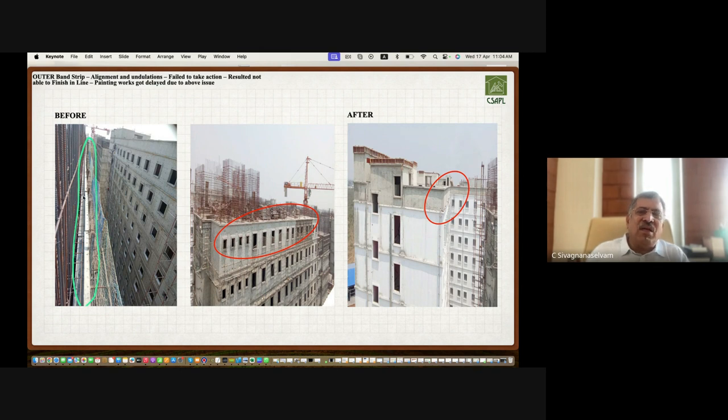You can see the shutters are not placed in line. Could you see this? The entire length. It's a matter of 10 minutes. If they had rectified it, they would have avoided 2 days, 3 days of correction work. And now this is here like this. See.